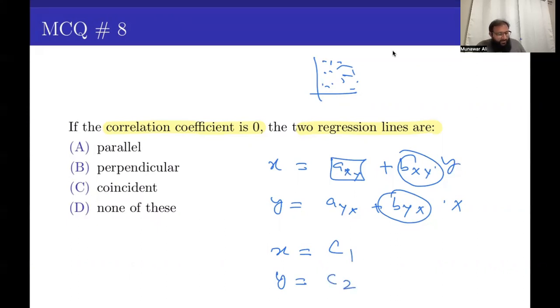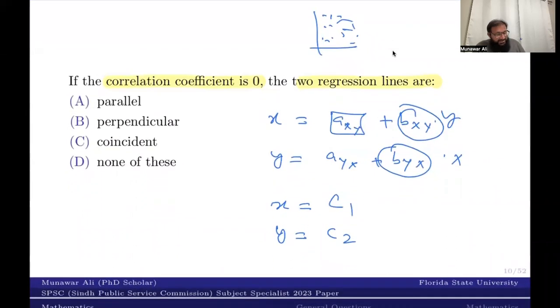So what can you tell about these two lines? x is some sort of constant, so the line is always a vertical line, because here there is some c1 value, and y equals c2 is a horizontal line. Here this is the c2 value, and these lines are always perpendicular to each other. So the correct option for this one is B. If the correlation coefficient is 0, then the lines are perpendicular to each other.